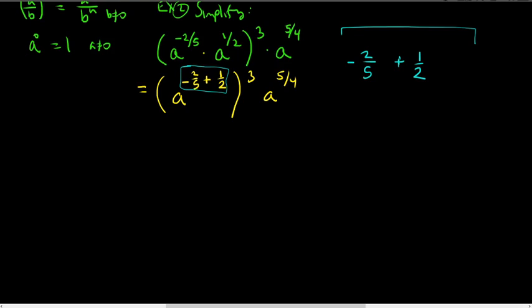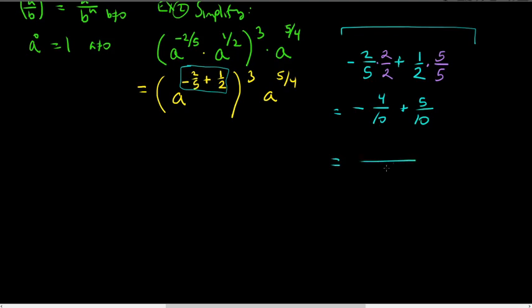So what do I need to multiply by 5 to get 10? 5 times what is 10? 5 times 2 is 10. So multiply top and bottom by 2. 2 times what is 10? 2 times 5 is 10. See that? So the first fraction is just negative 4 over 10. And then the second fraction is 1 times 5, which is 5 over 10.